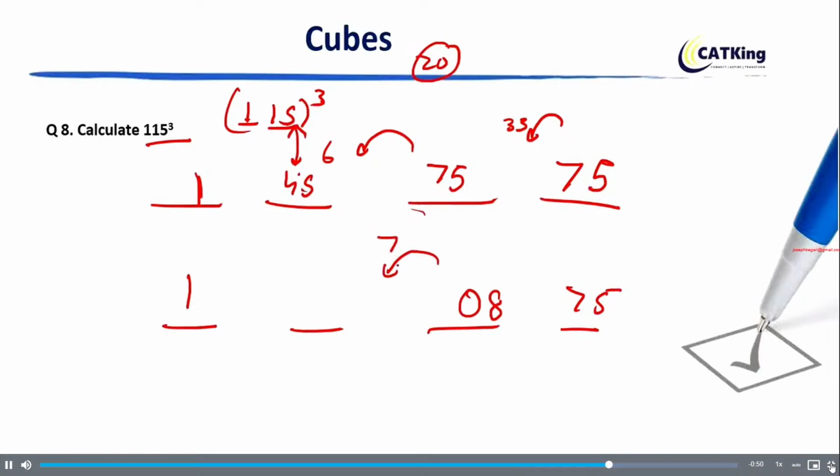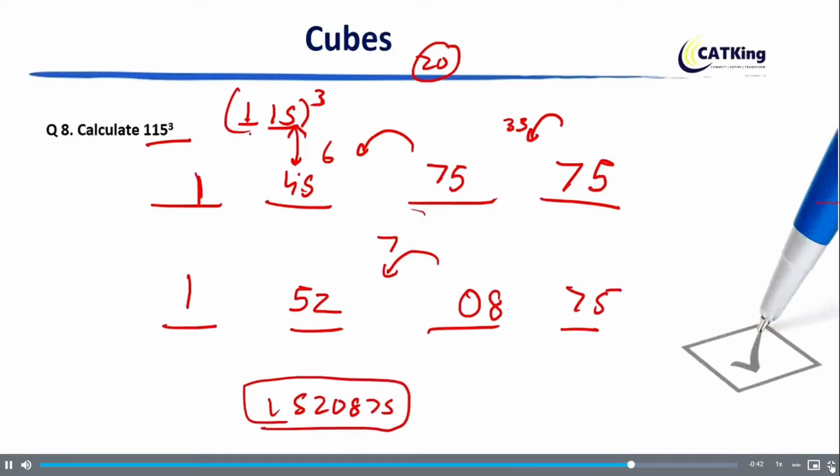So what is 45 plus 7 now? This is 52. Answer is 1520875. As simple as this, guys. First digit cube, last digit cube, right? Give the carryovers. First digit into last digit into 3, right? And what about this? This number into the second last digit. Second digit, that is 15. That's your answer. And just give the carryovers.